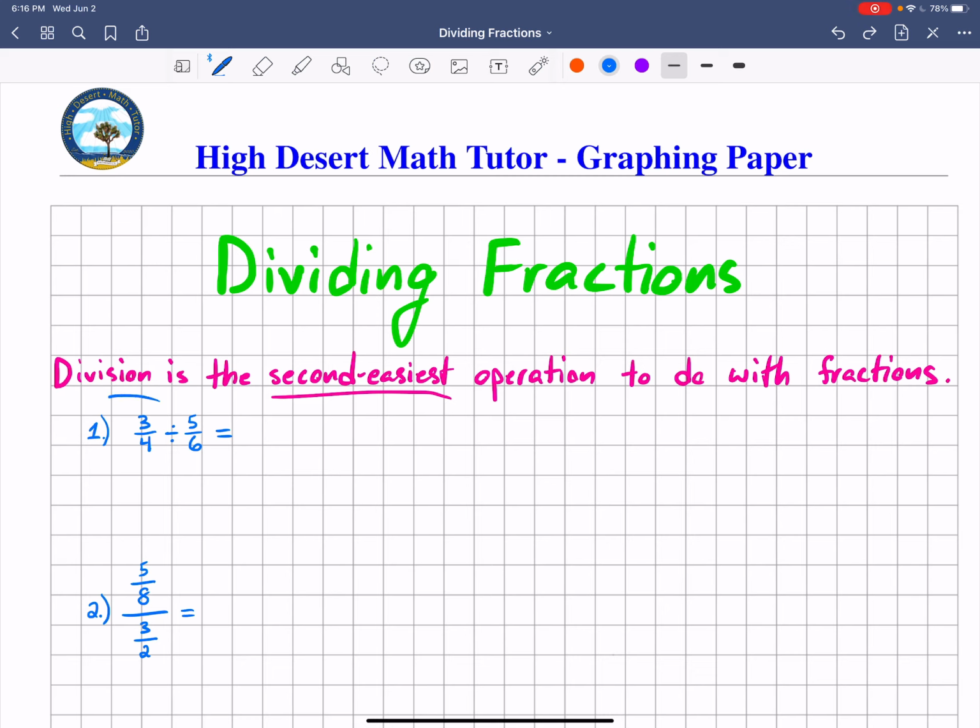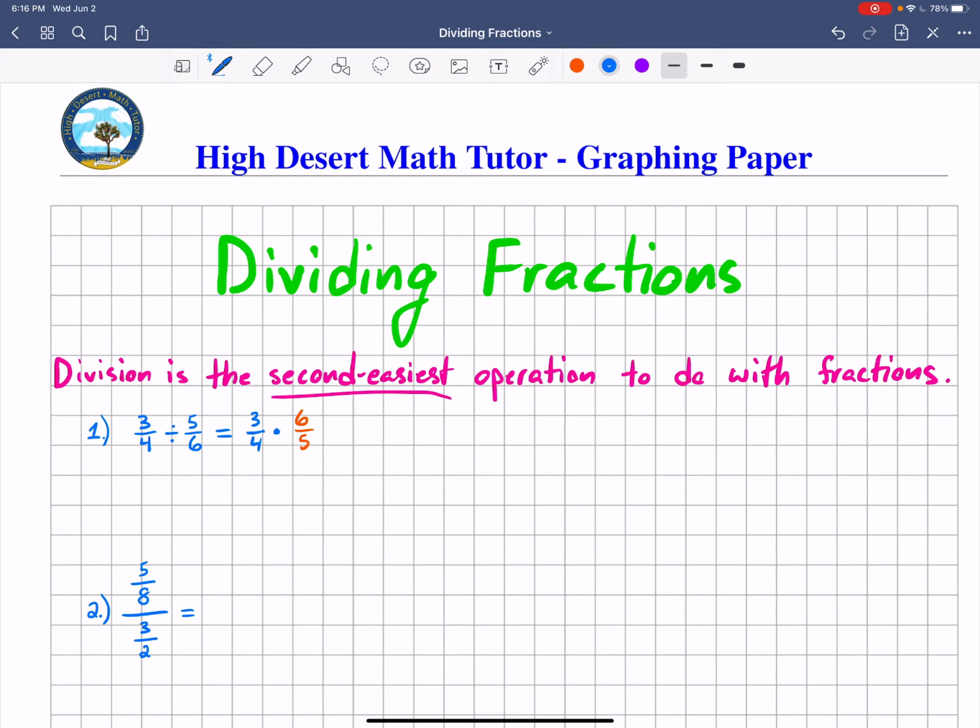So let's take number one right here. For example, whenever you're dividing fractions using this notation, it's as simple as keeping the first fraction the same. So we're going to write 3/4. We're going to change division to multiplication. But here's the key thing. We need to take the second fraction and flip it over. So instead of 5/6, we're going to put 6/5.